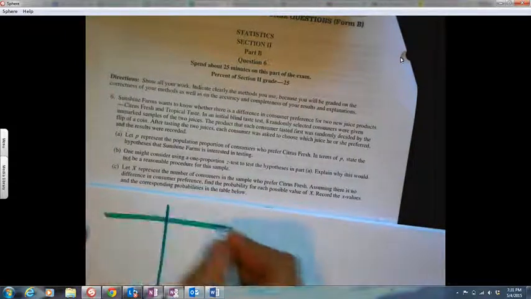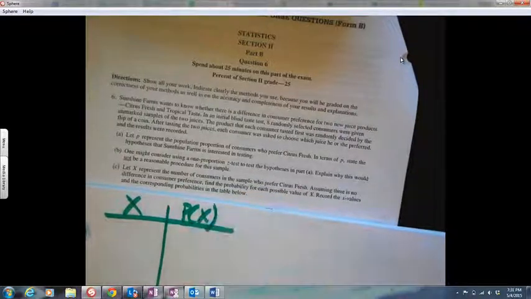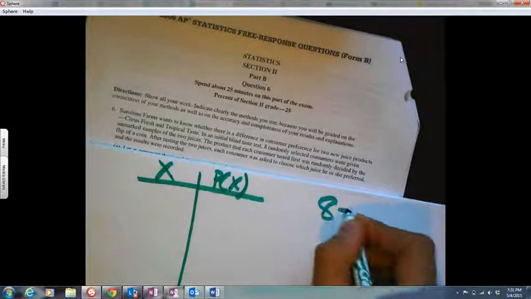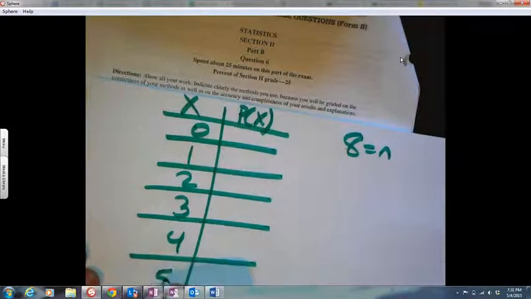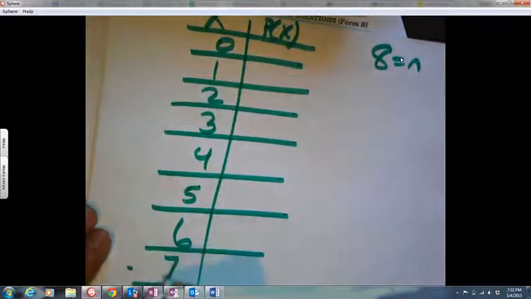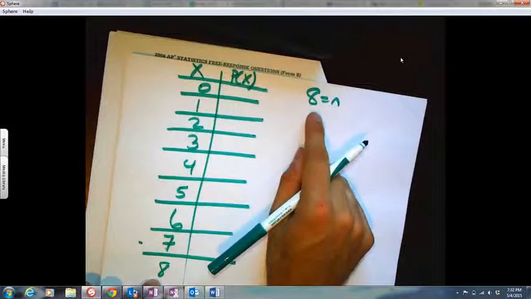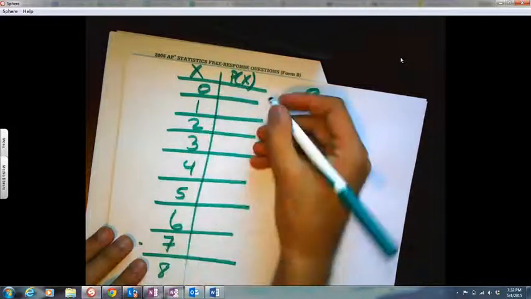So X and the probability of X. If you think about it, they've asked 8 people, so n equals 8. The possible values for X are 0 people could like citrus, 1, 2, 3, 4, 5, 6, 7, let me zoom out a little bit, and 8. These are the different numbers of people who could like citrus. And the question is, we need to fill in a table, right? There can't be more than 8 people who like this because there's only 8, and there can't be less than 0. So we need to find the probability for each one.